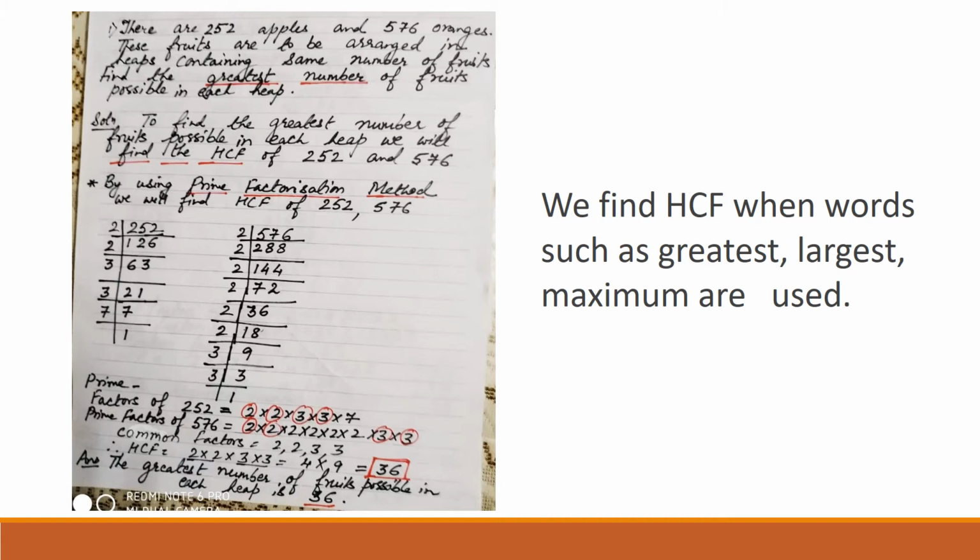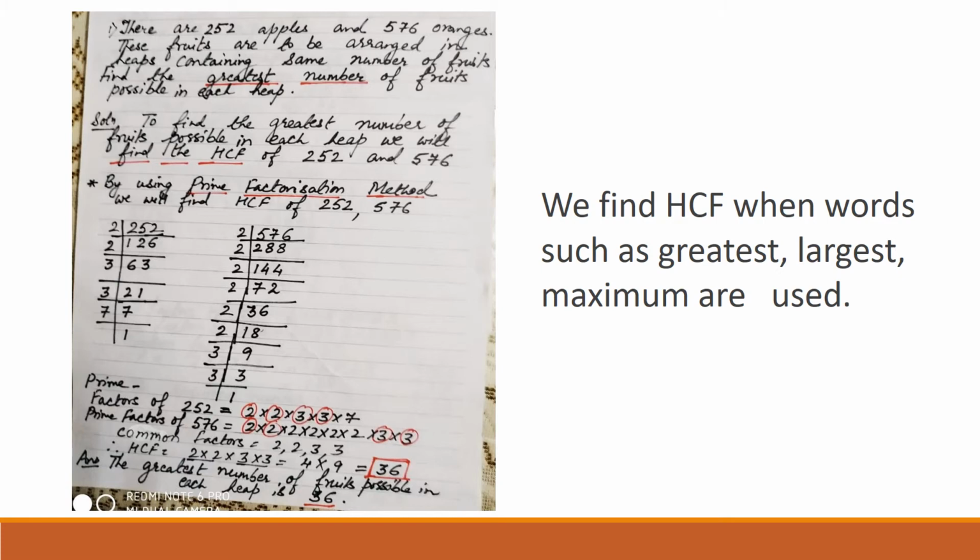Heap means pile or a collection, or in Hindi we call it dher. Now here you can see 252 apples and 576 oranges are to be arranged in heaps. Obviously in a heap the number of fruits will be less than these numbers. So you have to find the highest common factor, because if you remember, children, highest common factor is always less than these two numbers. It cannot be greater than these two numbers.